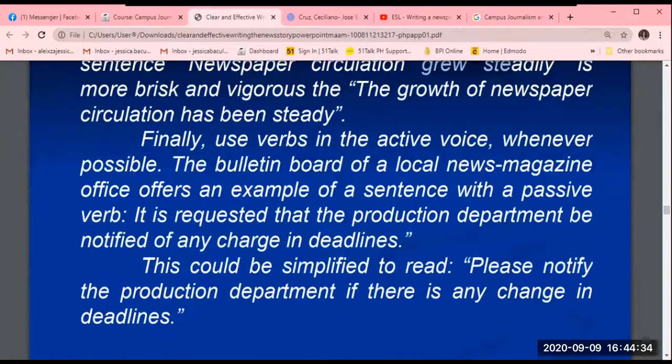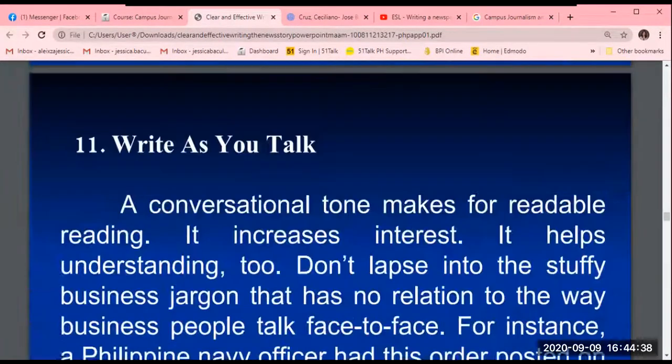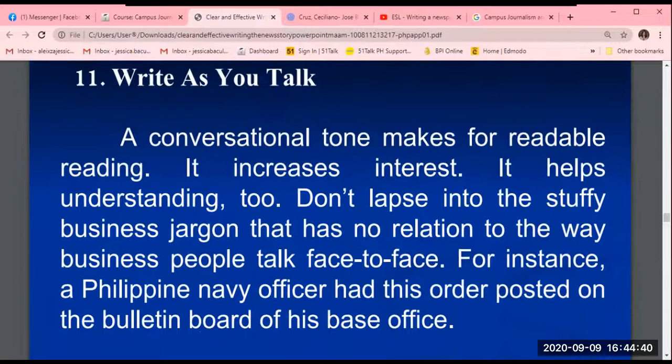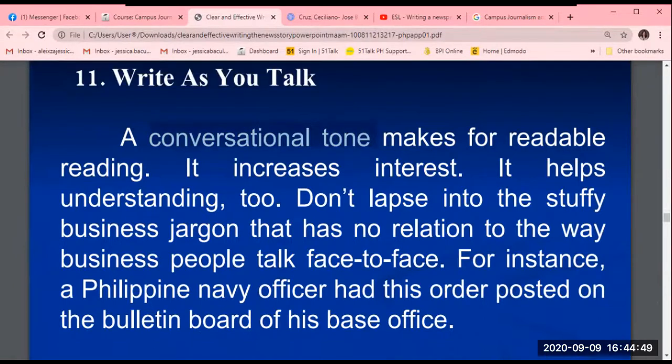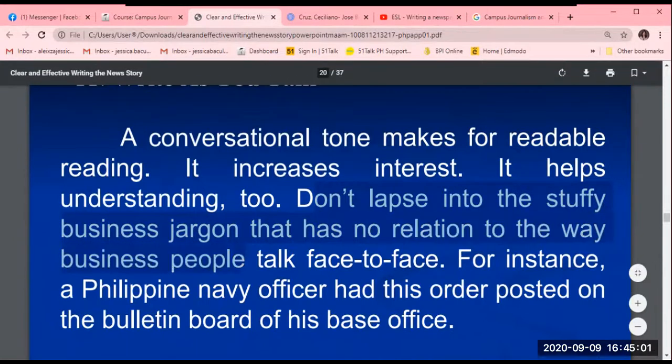And also this one, write as you talk. You should be able to write your news story in a conversational tone. It makes for more readable reading, so it increases interest and it helps understanding. For instance, don't lapse into the stuffy business jargon that has no relation to the way business people talk face to face. Okay?